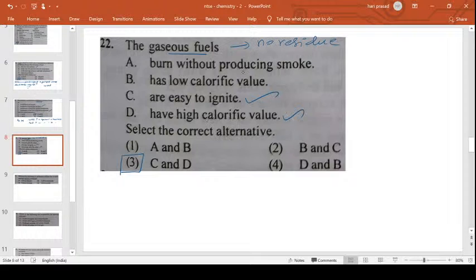High calorific value means the combustion percentage is high, so the smoke percentage will be low. It burns easily, has a high calorific value, goes for a higher extent of combustion, and no residue is left. It produces smoke, but less when compared to solid or liquid fuels. Okay, next question.